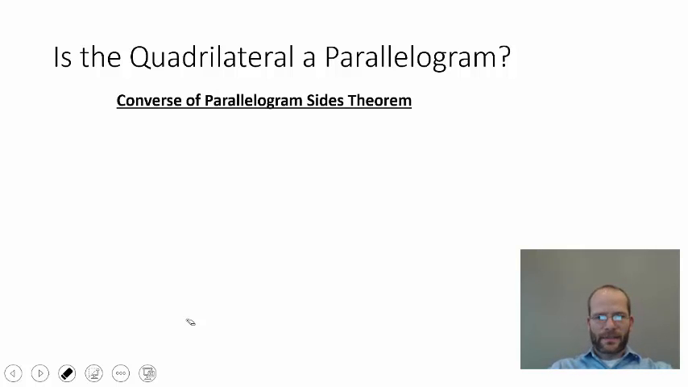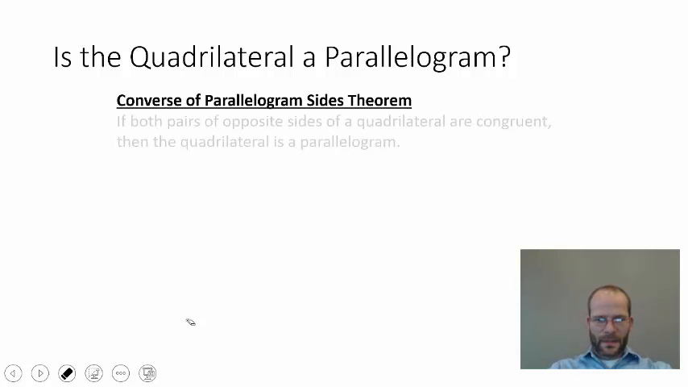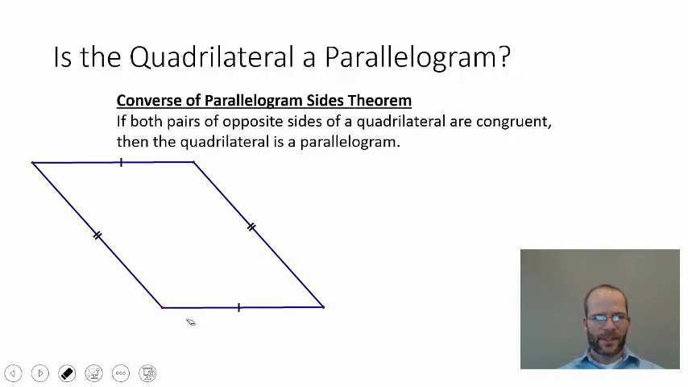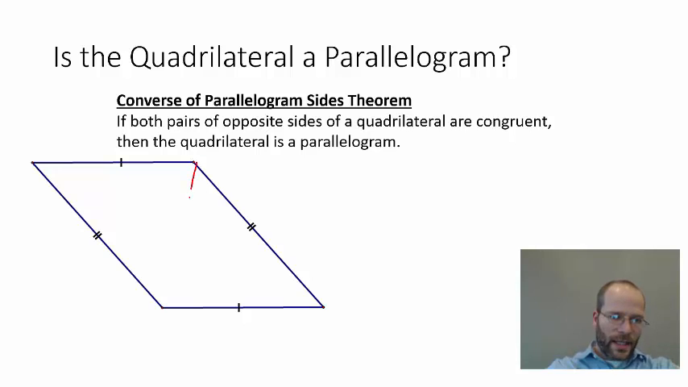Converse of the parallelogram sides theorem says if both pairs of opposite sides of a quadrilateral are congruent, then the quadrilateral is a parallelogram. Let's see if we can prove that. Here we have a shape. We don't know what shape it is exactly, but we can be sure that it's a quadrilateral because it has four sides. In this case, we can just draw in a diagonal. I think you can see by side, side, side, these two triangles are congruent.